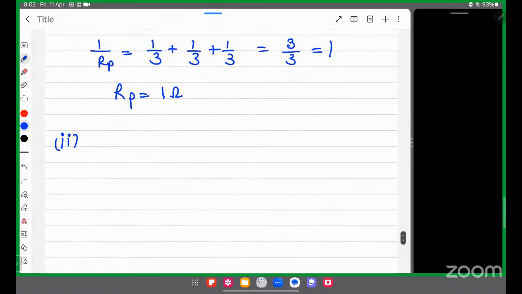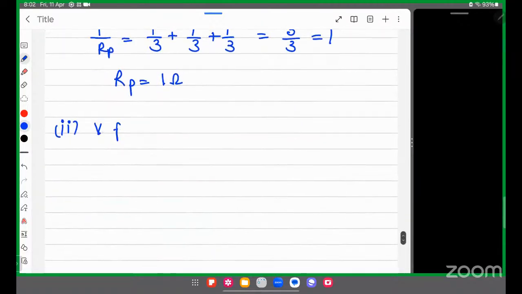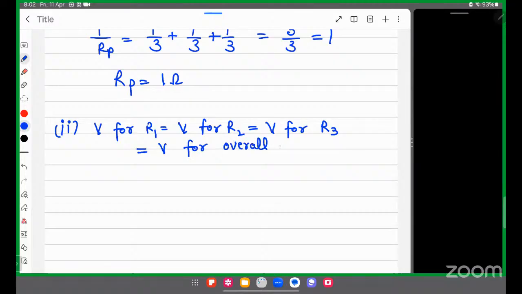Understood? So the potential for the R1 resistor is the same as the potential for the R2 resistor, and it's the same as the potential for the R3 resistor. Apart from this, this potential will be the same as the overall system, which is given to us as 10 volt. So the value of potential difference at R1, R2, R3 will be 10 volt.